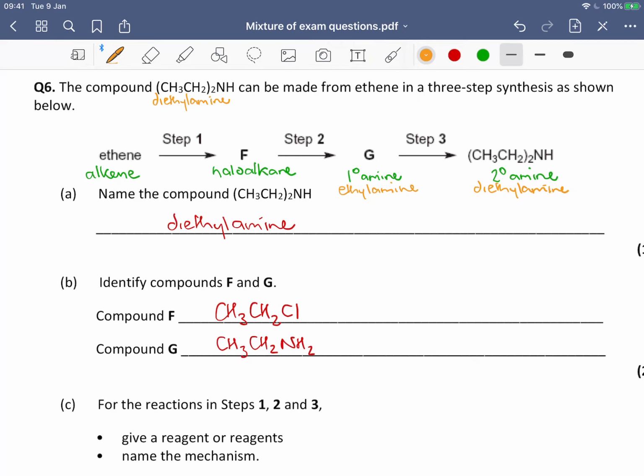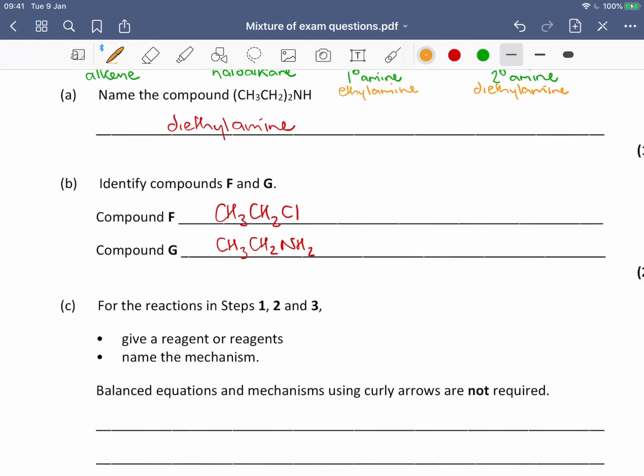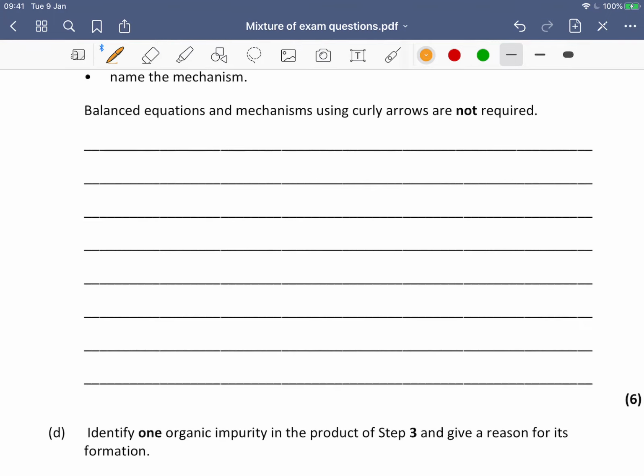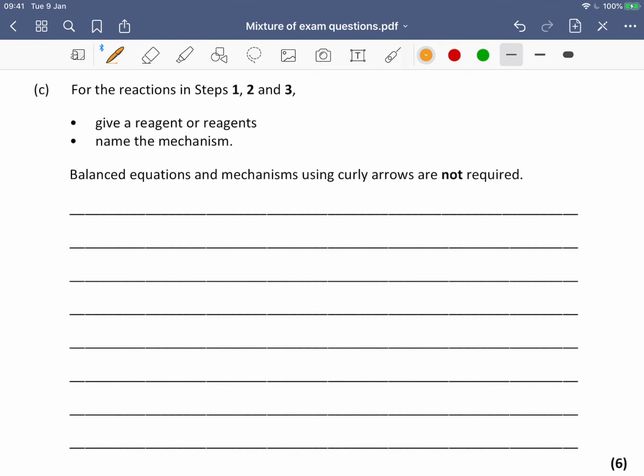Okay, so for the reactions in steps 1, 2, and 3, give a reagent or reagents and name the mechanism. And this must be 6 marks because it's steps 1, 2, and 3. So it's really a reagent or reagents, 1 mark, and then the mechanism, the next one.